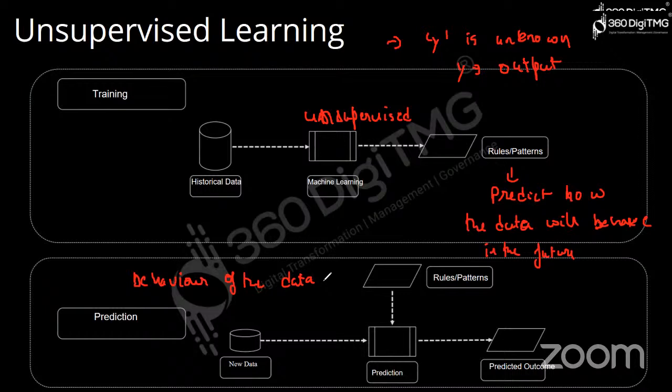And once we have decided on the patterns, the next thing that we do is we take new data, take these rules or patterns, and apply them on that data. After applying it on the data, we get some predicted outcome. This predicted outcome will be in line with the existing data. Whatever the existing data may be, this will fall in line with it. All right. So this is what we call unsupervised learning.